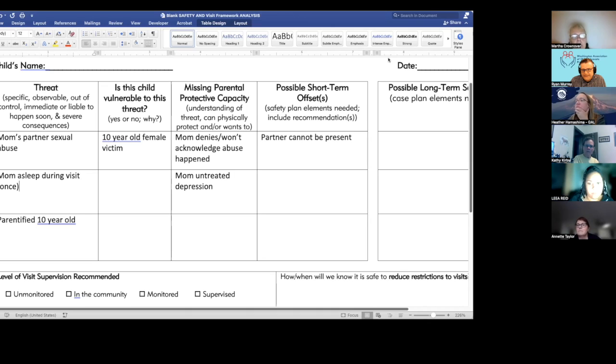Okay. How old are the children again? The daughter is almost 10, a couple weeks away from being 10. The younger ones are 3 and 15 months. What about dad's capacity, or partner's capacity? Does he admit that he did anything wrong? No, he doesn't.